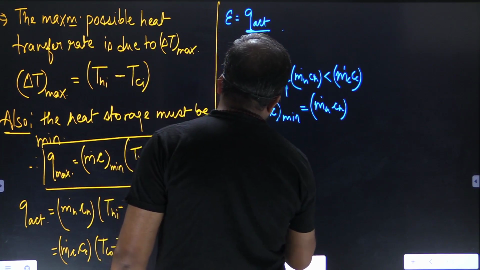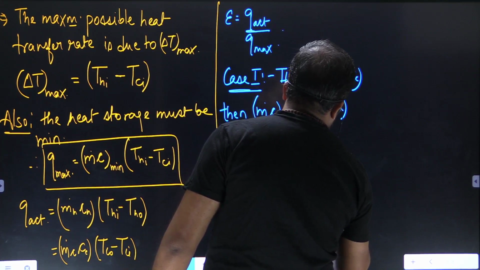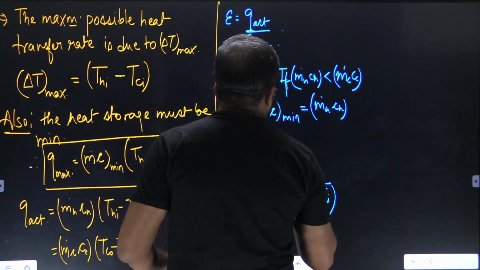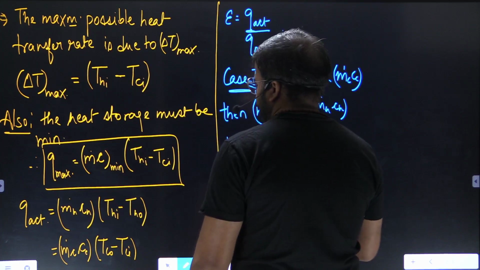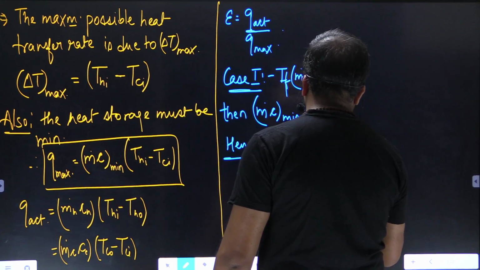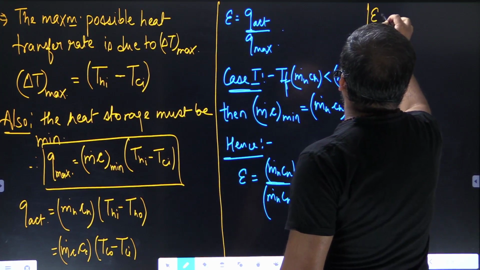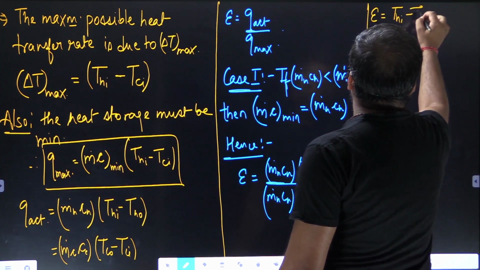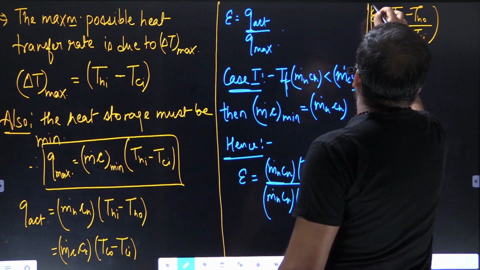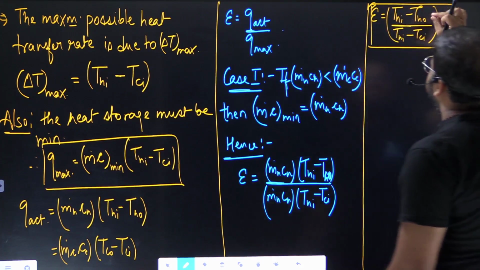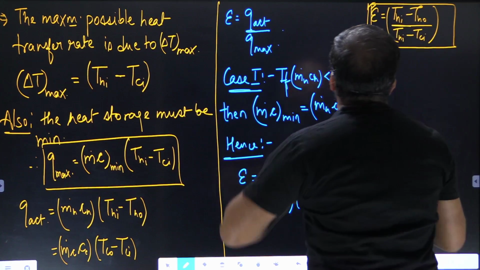Hence, to calculate epsilon, you will use m dot H CH, and this temperature difference has to be taken. Now in actual, what will you take? So that this will be cancelled out. So take m dot H CH, THI minus THO. So it means that epsilon now becomes THI minus THO over THI minus TCI. So this exit temperature of hot fluid can be known. This outlet temperature of hot fluid can be calculated from here. Simple.